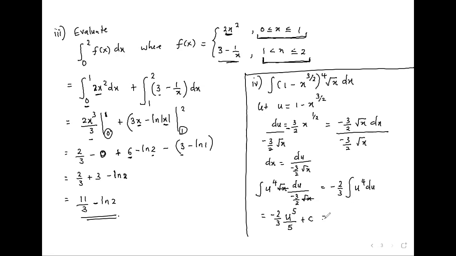So what is u? So now we have negative 2 over 15. u is (1 minus x^(3/2)) to the power 5, plus the constant c.